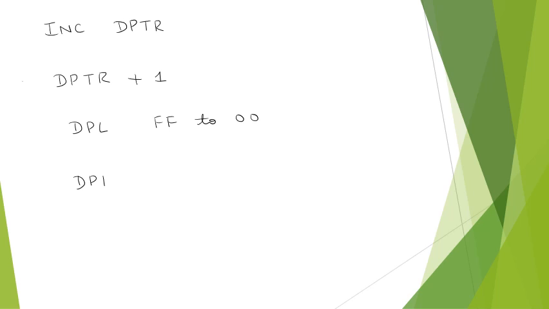Next instruction is INC DPTR. The function is increment data pointer. This instruction increments the 16-bit data pointer register by 1. If there is an overflow in the lower order byte of the data pointer, that is DPL, from FF to 00, then it will increment the higher order byte of the data pointer, that is DPH, by 1. No other flags are affected by this instruction. So the data pointer register can only be incremented.